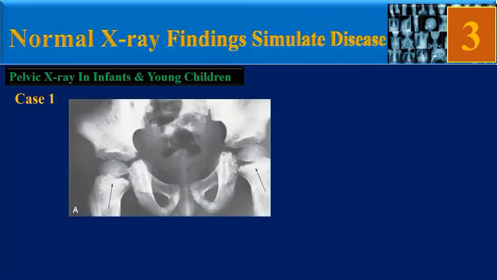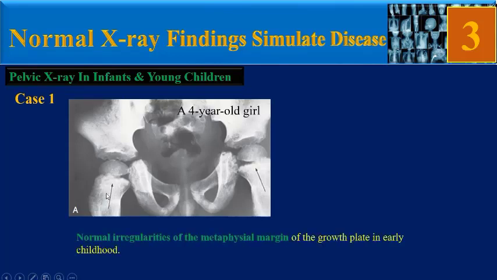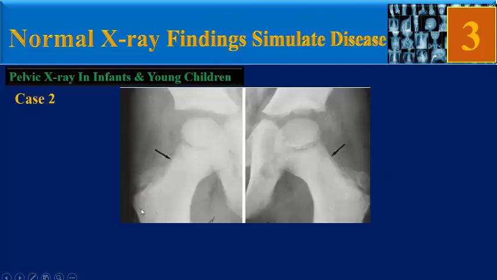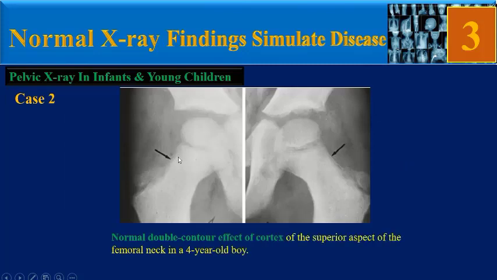Case 1. In this AP view in a 4-year-old girl, we can see normal irregularities of the metaphyseal margin of the growth plate in early childhood. Another example of these irregularities in a 4-year-old boy. Case 2. Normal double contour effect of the cortex of the superior aspect of the femoral neck in a 4-year-old boy. This is a common appearance in children of this age.